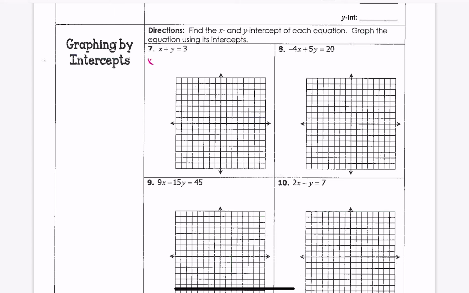Let's do that. X-intercept, I have to set y equal to 0, so it's going to be x equals 3. So (3, 0) is the x-intercept. For the y-intercept, I have to set x equal to 0. That's going to give me y is equal to 3. And when I go to draw my line, it is going to look like this. So you're going to have a point on the x-axis, a point on the y-axis, and you're going to have your 2 points, and then you can draw your line.